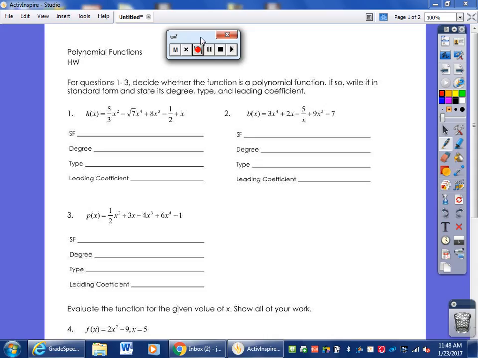any negative exponents, which also means that we can't have any letters in the denominators. So when we look at all the exponents there, all the exponents seem to be whole, nice numbers. So this is a polynomial function.